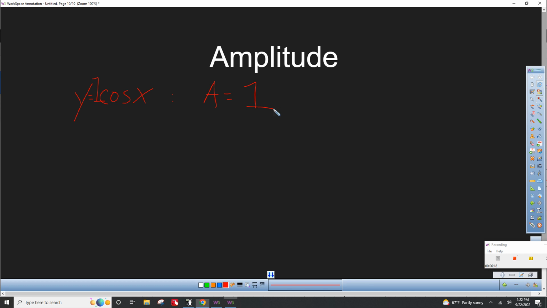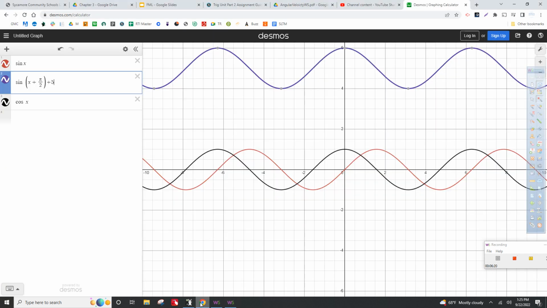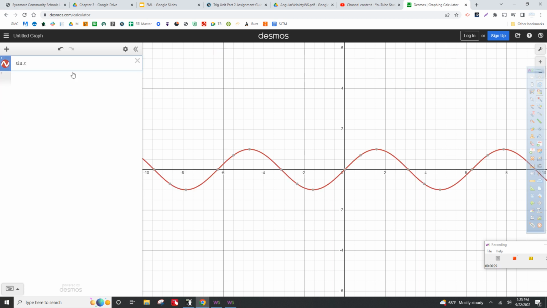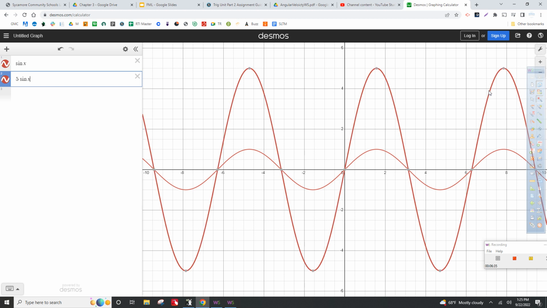So if we want to make our curves go up and down more, then you just multiply them, and that number out in front is indeed the amplitude. So here we've got a sine x graph. How about 5 sine of x? Look at the difference, okay? How about 0.5 sine of x?